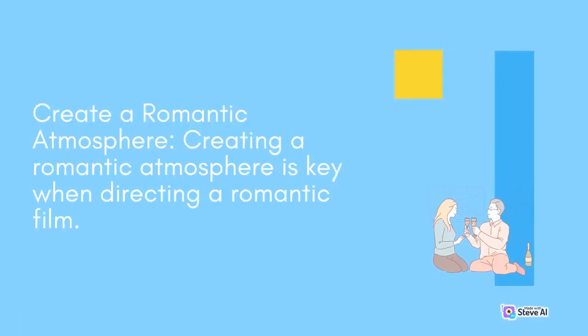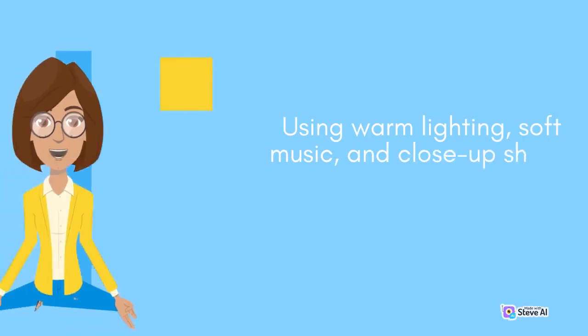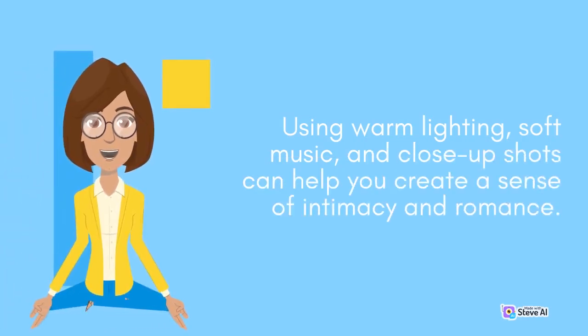Create a romantic atmosphere. Creating a romantic atmosphere is key when directing a romantic film. Using warm lighting, soft music, and close-up shots can help you create a sense of intimacy and romance.